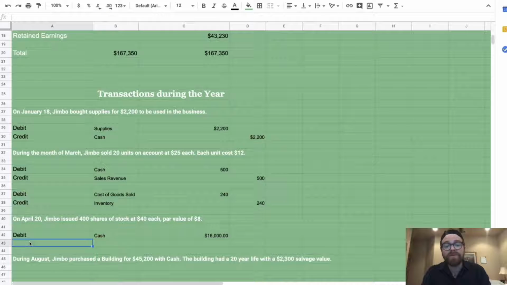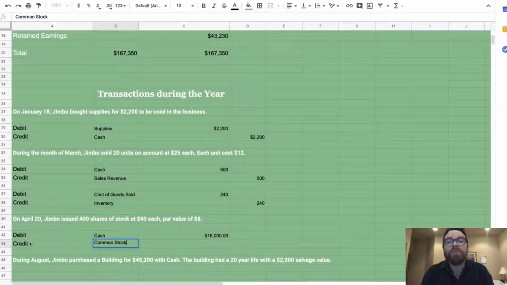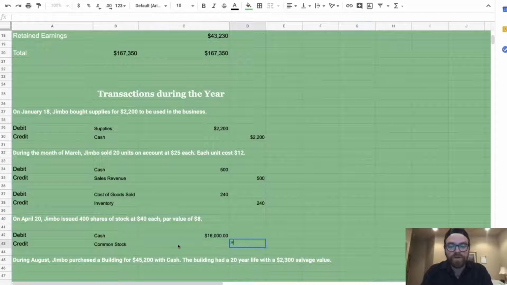And when there's a debit, there's always a credit. So we're going to credit two things here. One, we're going to credit our common stock. Now, common stock, we're going to credit it for what we call the par value. The par value is right there, $8. So you're going to credit $8 times those 400 shares, 3,200.